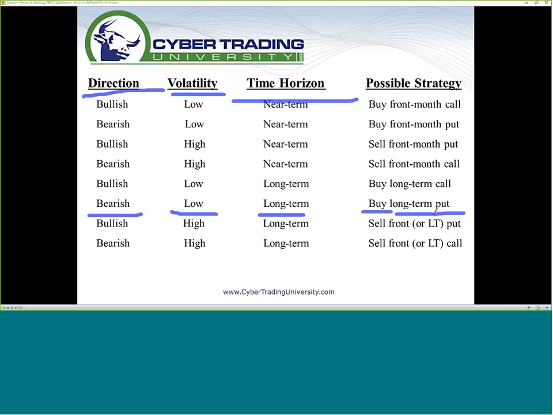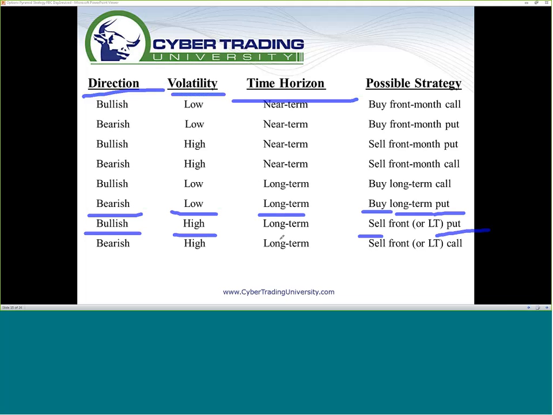Next example, we think the stock is going to go up with high volatility. Buy a call or sell a put? Not buy a call. Sell a put. Which one? Long-term or short-term? Well, we actually have the choice. We could either sell a long-term or short-term.